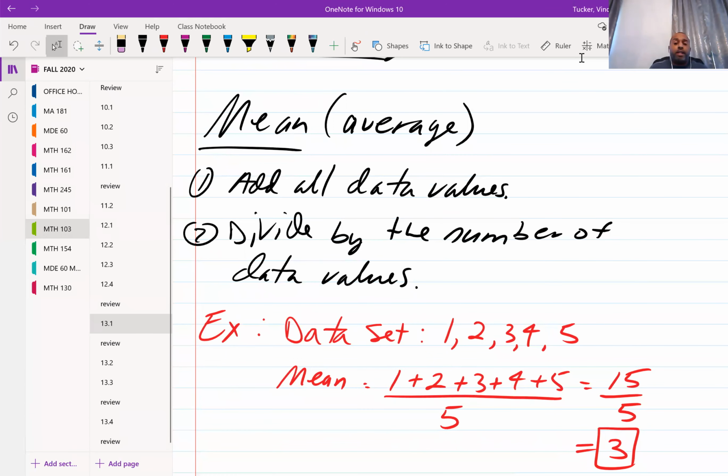So if I have a data set of 1, 2, 3, 4, 5, and I want to find the mean, I will add them all together, then divide by 5. I have 5 data values, so I divide by 5. So 15 divided by 5 would be 3. So the average, or in other words, the mean of that data set would be 3.